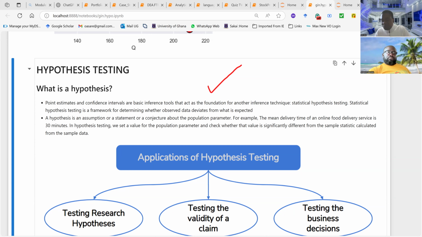Is it the alpha that should be smaller than the p-value, or is it the p-value that should be smaller than the alpha? Which one should be smaller than the other? The p-value. Exactly. The p-value has to be smaller than the alpha, because when it is smaller, then you have enough gravitas to reject the null hypothesis.